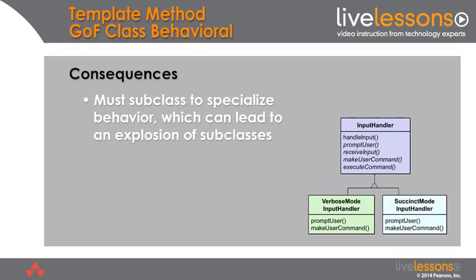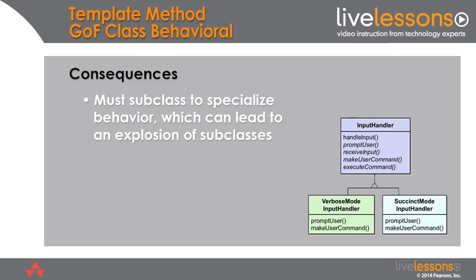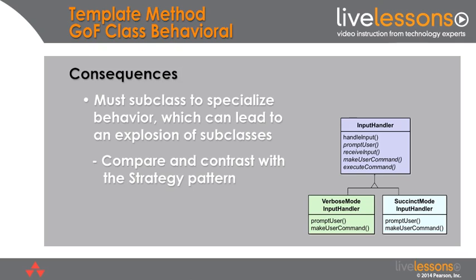There are, of course, some downsides to this pattern. You have to subclass a base class in order to vary the behaviors. And if you have a lot of hook methods that are called by your template method, and each of those hook methods has a number of different variations that it has to embody, the combination of all these different methods can lead to an explosion of subclasses. So we're going to compare and contrast this with the strategy pattern in just a minute to give you another way of looking at how to solve this type of problem without requiring such a large combinatorial number of subclasses.